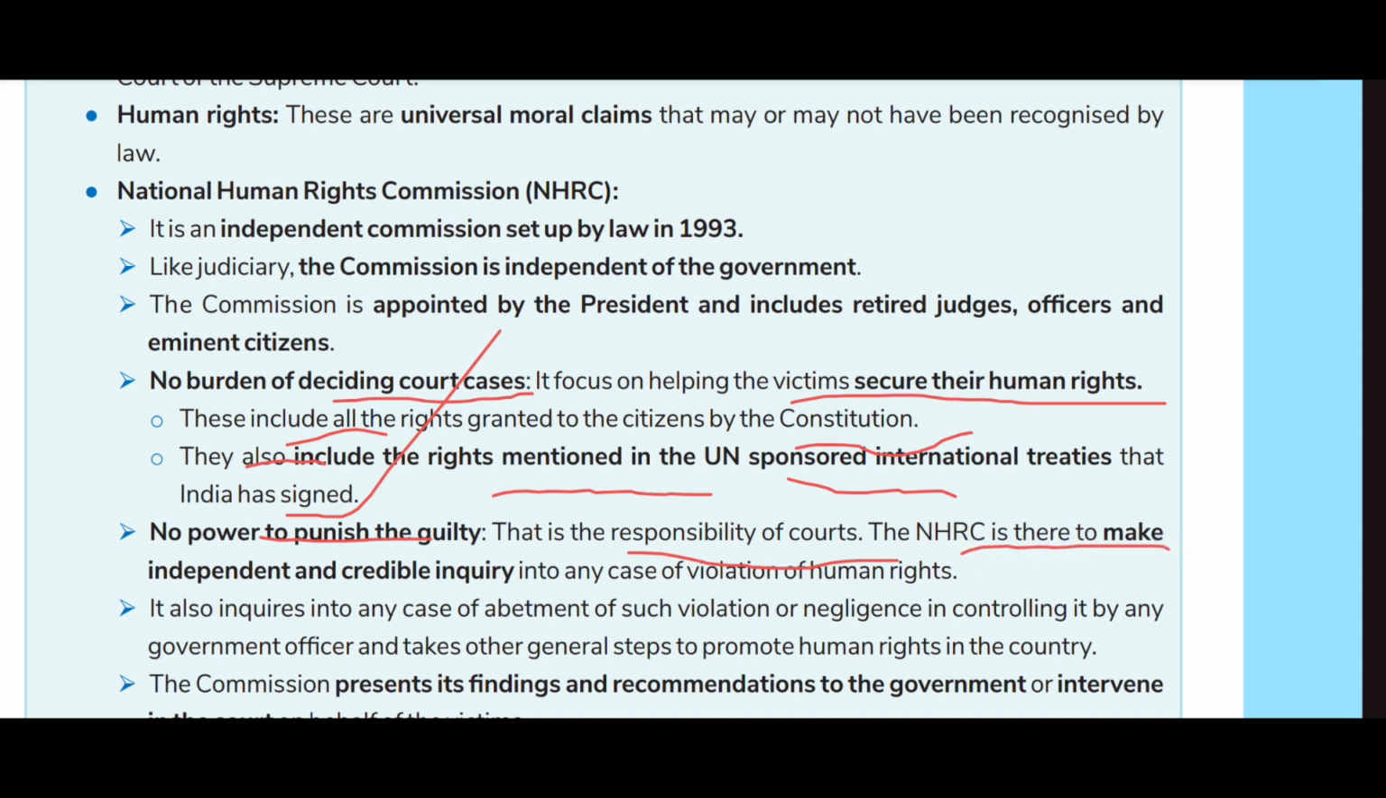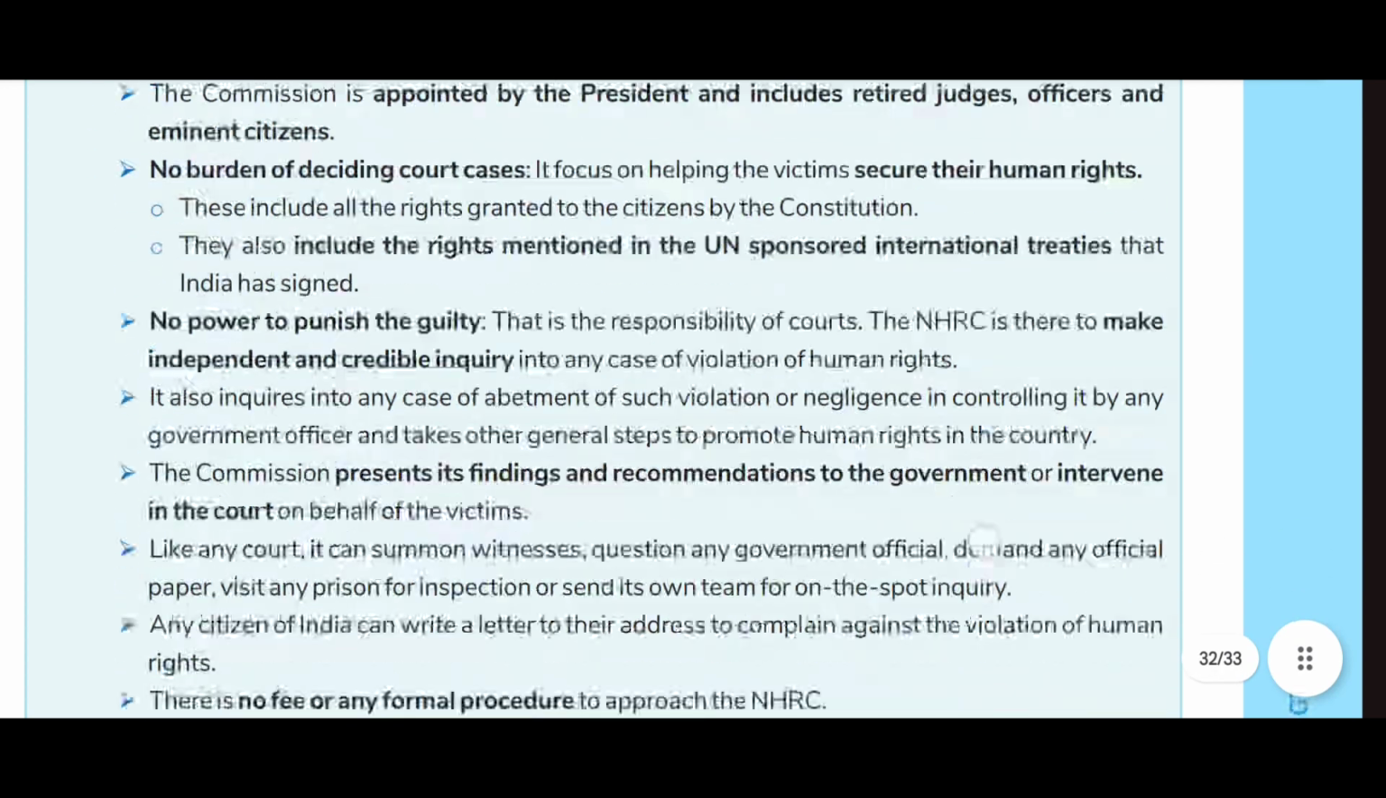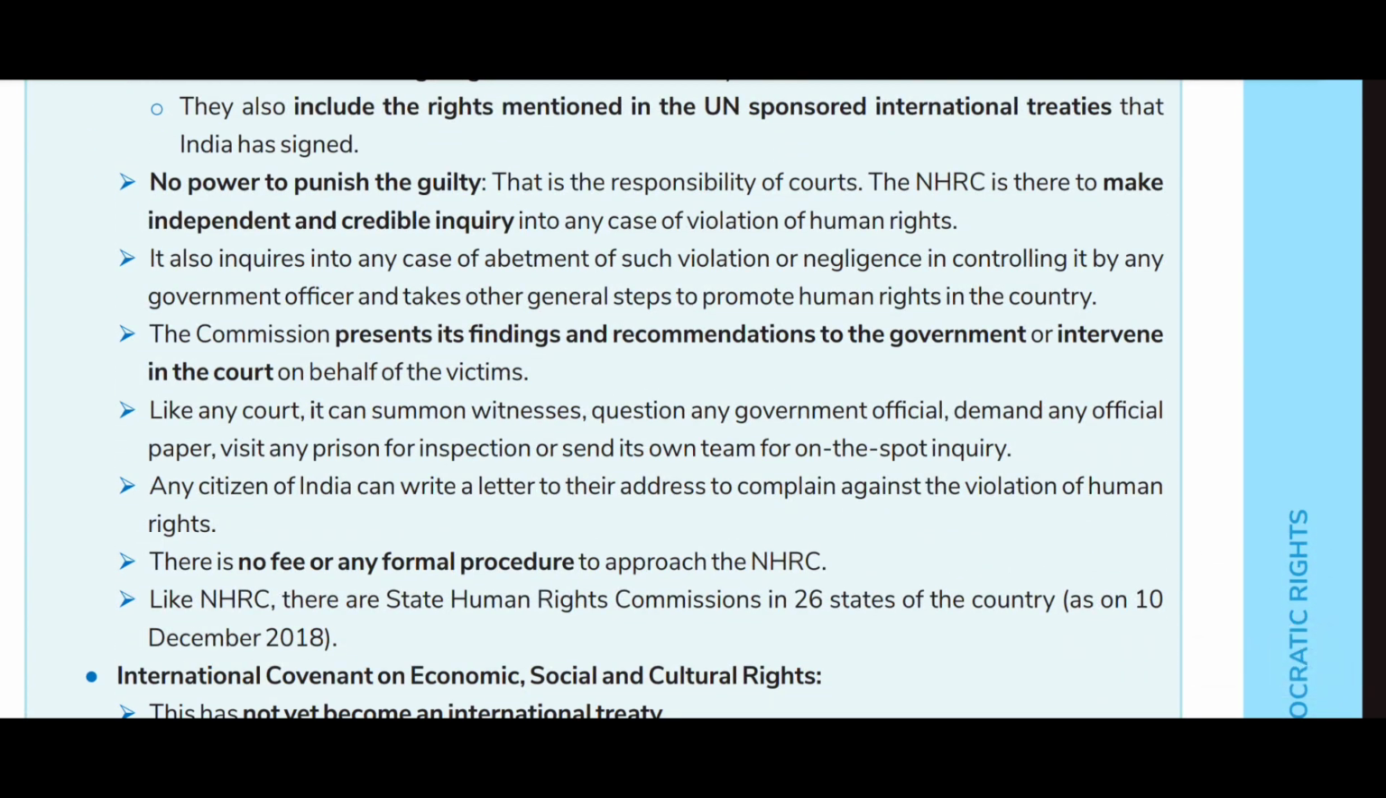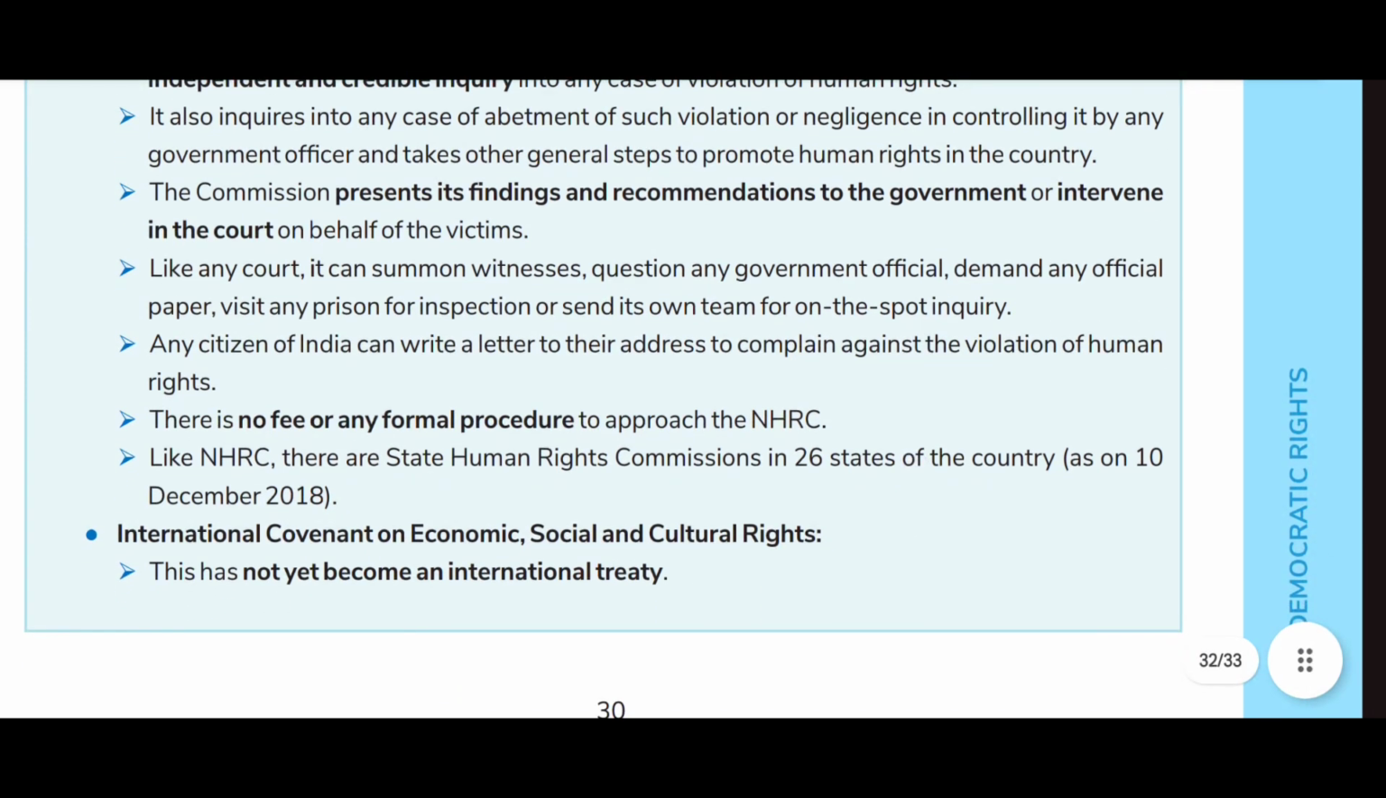The NHRC is there to make independent and credible inquiry into any case of violation of human rights. It also inquires into any case of abetment of such violation or negligence in controlling it by any government officer, and takes other general steps to promote human rights in the country. The commission presents its findings and recommendations to the government or intervenes in the court on behalf of the victims. Like any court, it can summon witnesses, question any government official, demand any official paper, visit any prison for inspection, or send its own team for an on the spot inquiry.